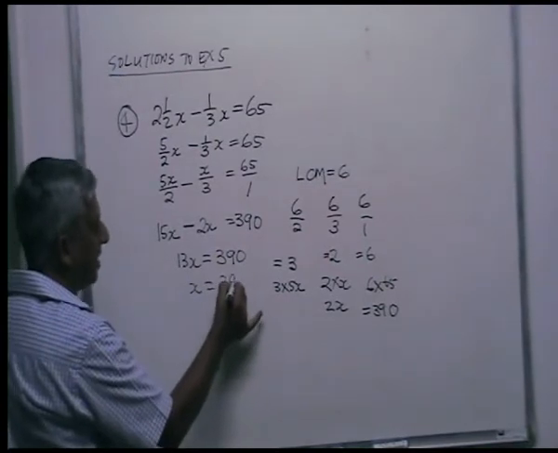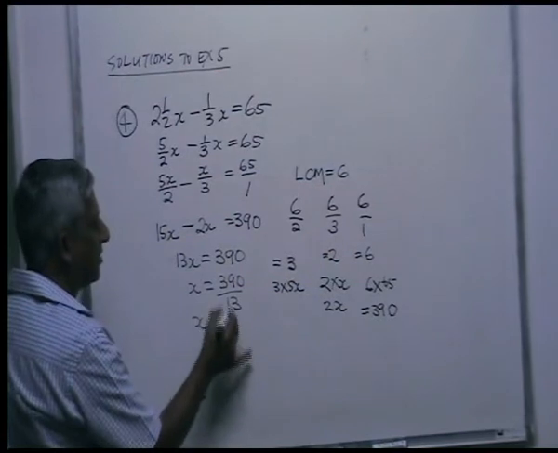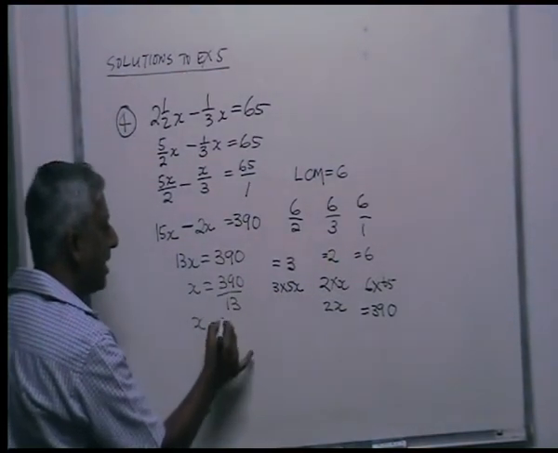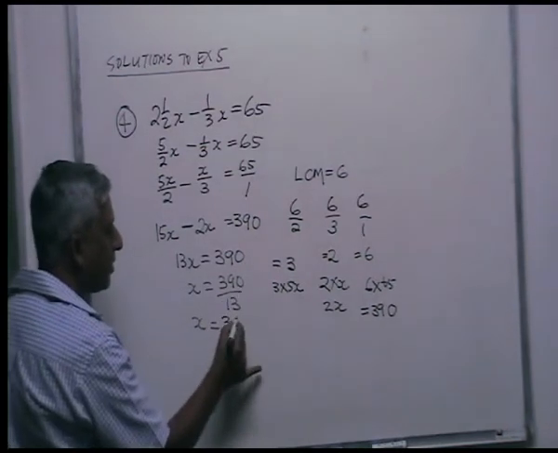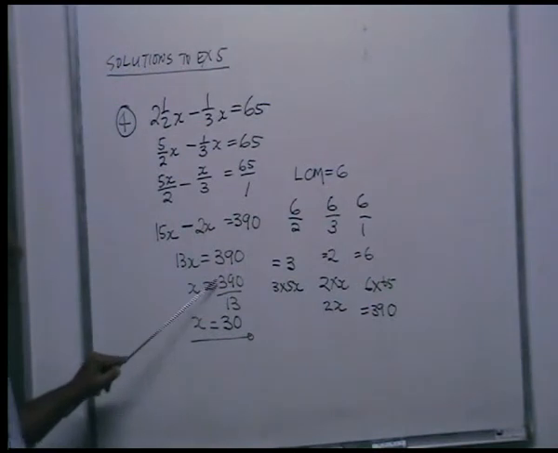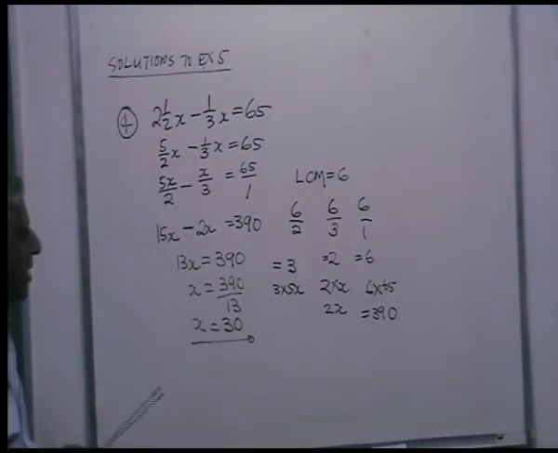x is equal to 390 divided by 13. 13 divided into 39, 3 times, into 0, 0 times. Or just put that in your calculator, 390 divided by 13, and you will get 30.